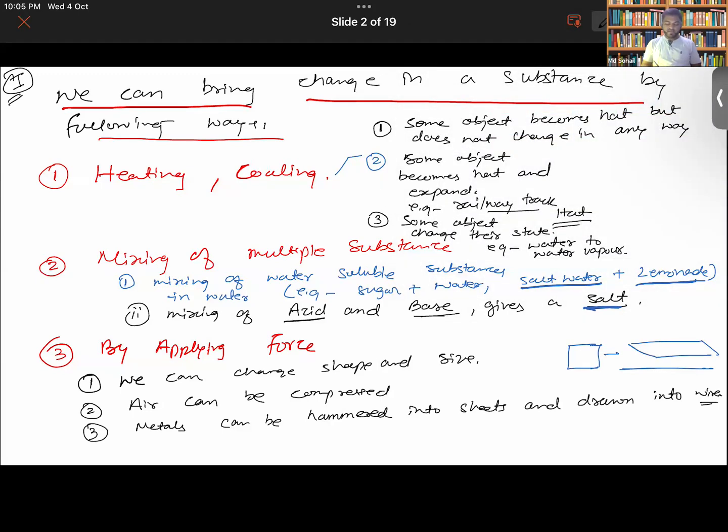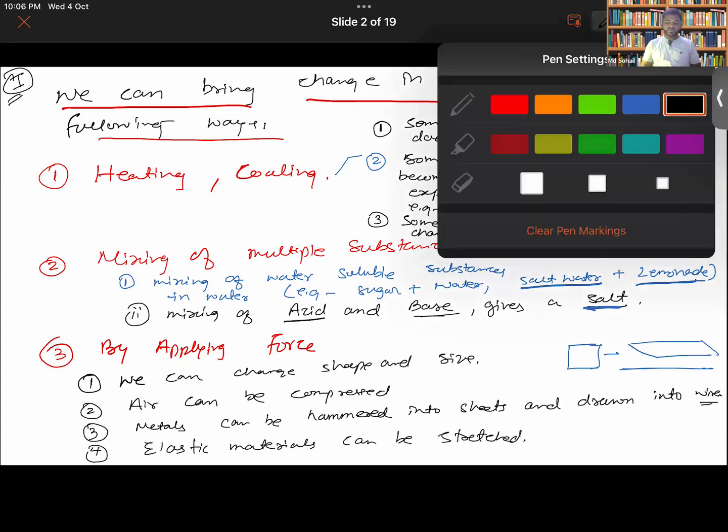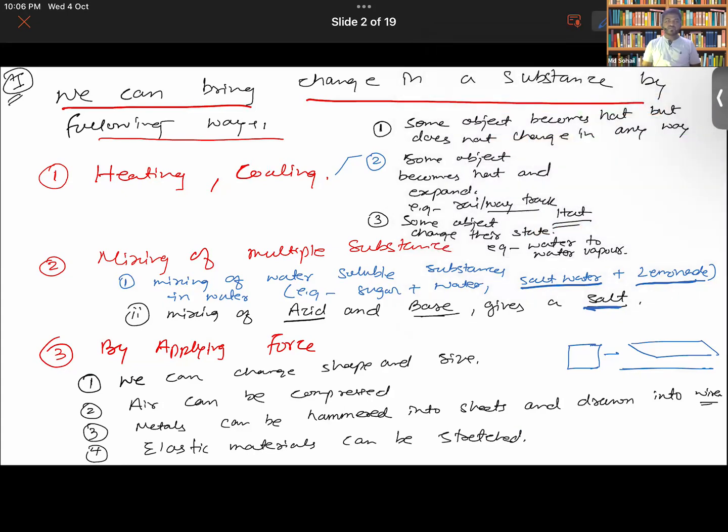Or you have a rubber band, right? So any material that is elastic can be stretched, right? So thereby the shape and size of that material is changing. So that is also a change. Okay, note down all these three changes.